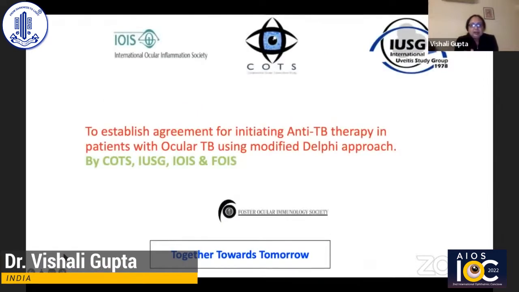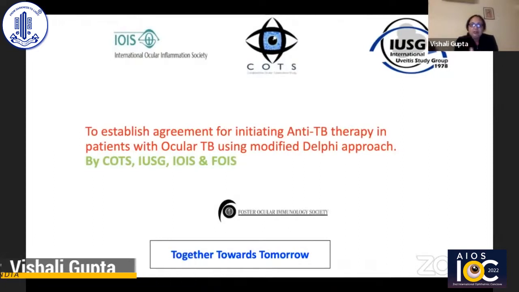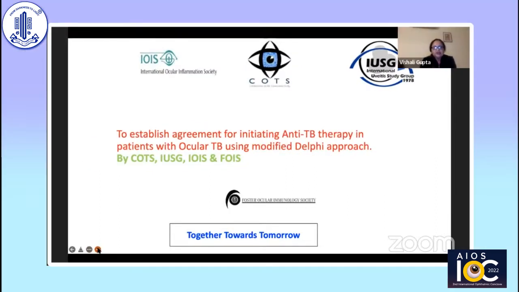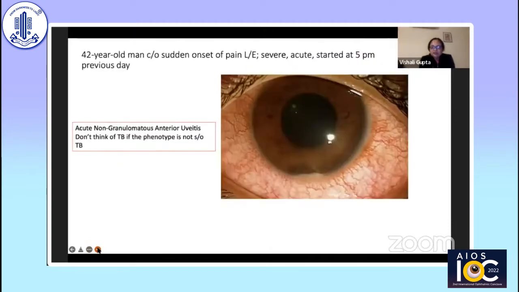To begin with, this Collaborative Ocular TB Study was established to develop an agreement for initiating anti-TB treatment in patients with ocular TB. Because that's the problem when we tell a physician, when we are placed with a situation like this, they sometimes do not start. So how do we go about it? Now, I'm just going to show some case examples.